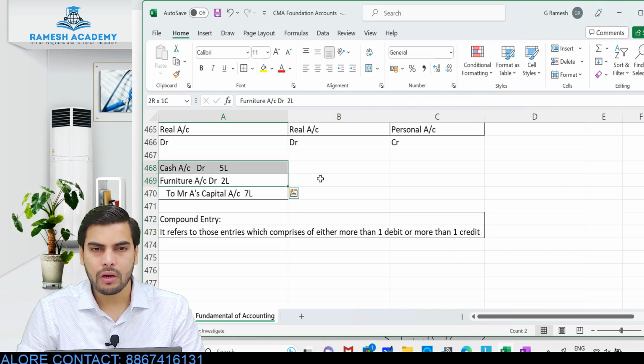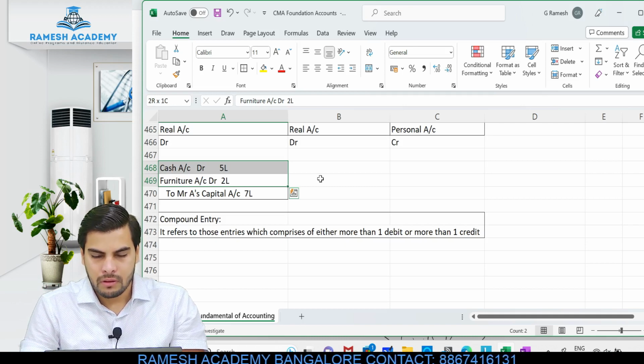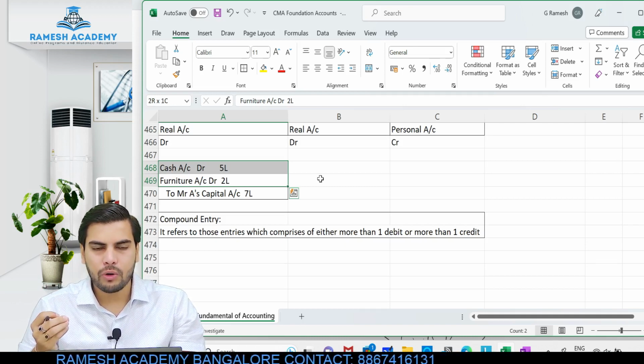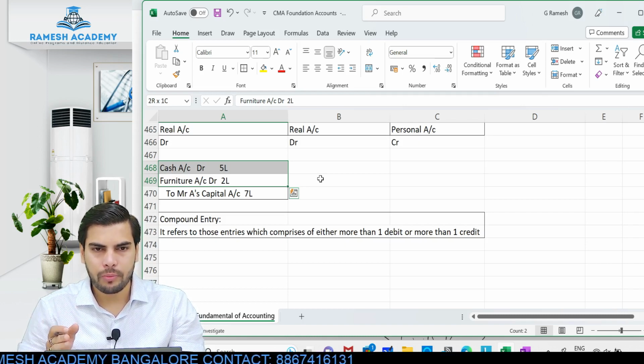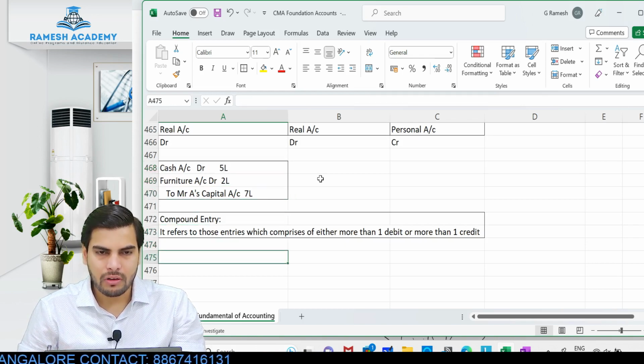Why? Because we have got two accounts which are debited, cash as well as furniture. Therefore, this will be called a compound entry. Is this clear? Hope everybody understood the meaning of this term. Whenever you come across either more than one debit or more than one credit in the journal entry, it would be called a compound entry. Simple.